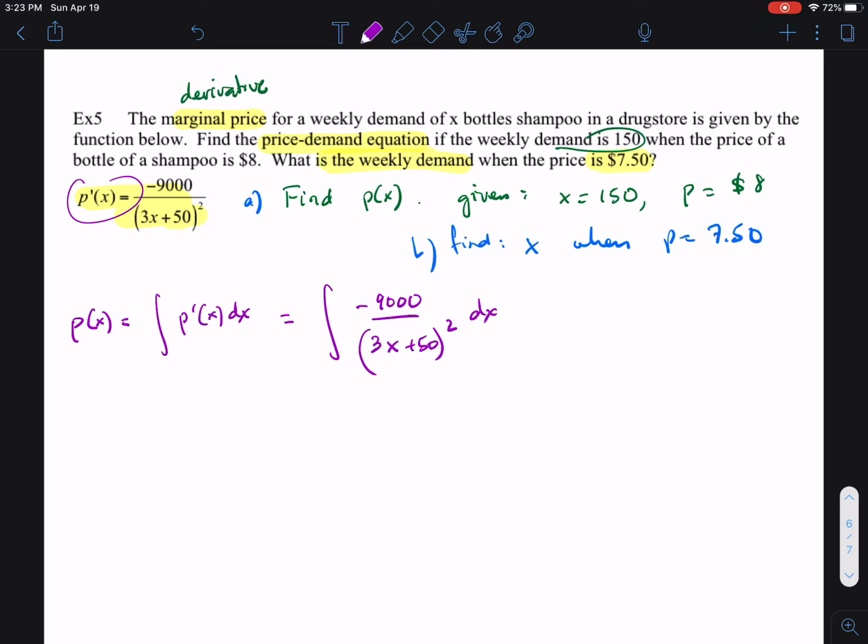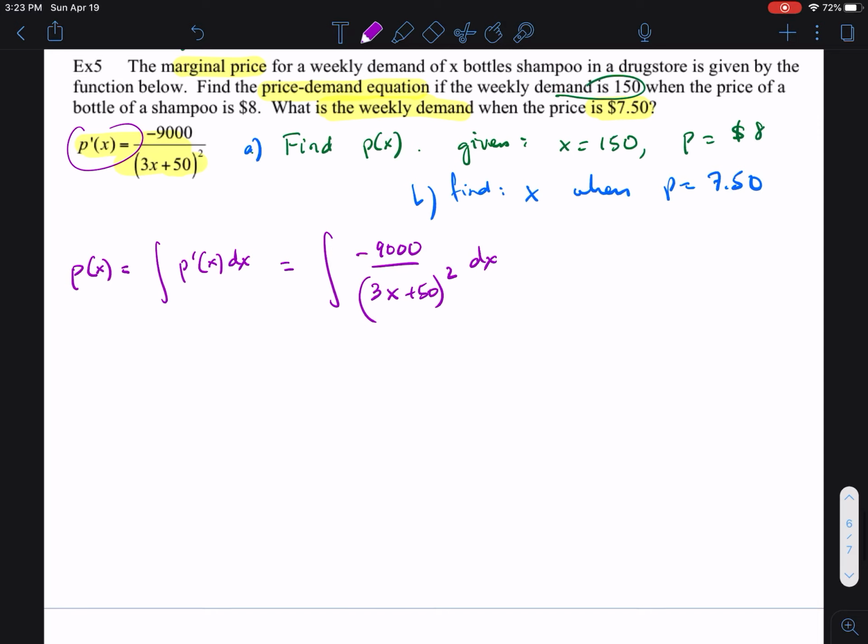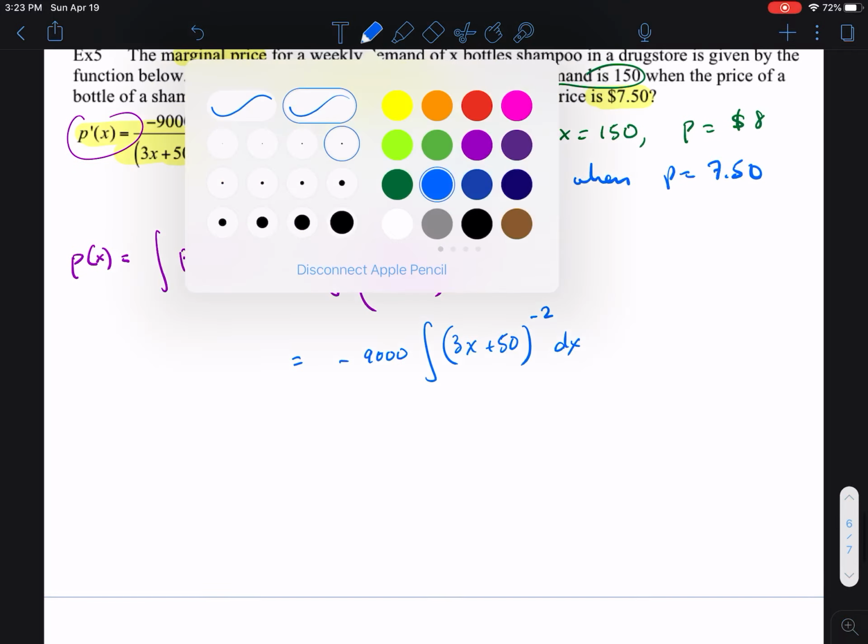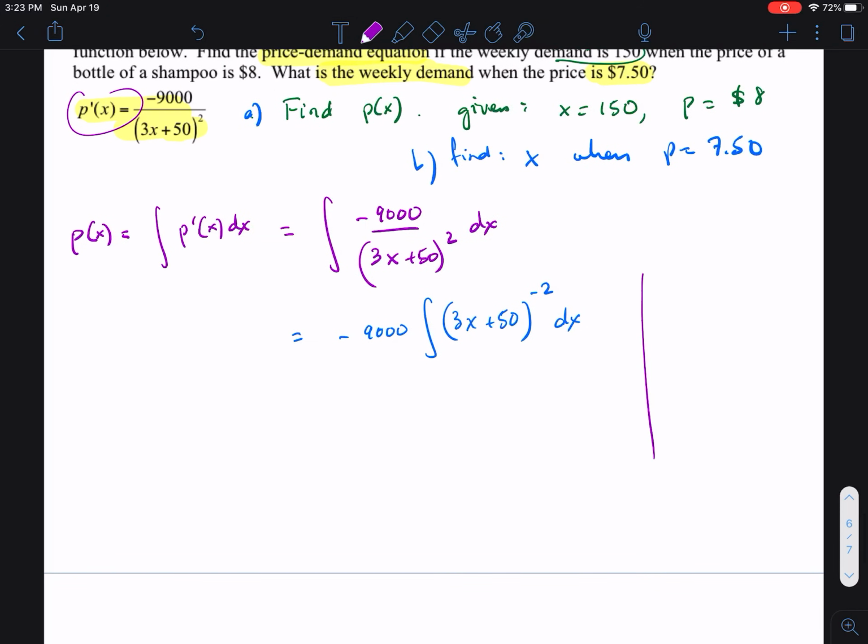I'm going to do two things. I'm going to take the negative 9,000 out, and rewrite (3x plus 50) to the second power from the denominator as a numerator term with a negative exponent. So negative 9,000 comes out, and 3x plus 50 is now in the numerator with the negative 2 exponent. Now we can let u be 3x plus 50, so du is 3 dx.